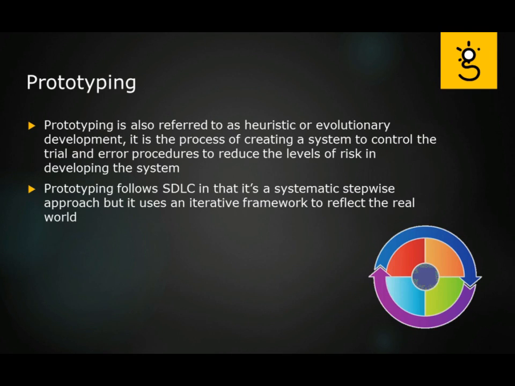When we talk about prototyping, it's referred to as a heuristic or evolutionary development. It's a process of creating a system and controlling the trial and error procedures to reduce the levels of risk in developing the finished system. If you think about that, most of us know that term prototype. It's not a finished product. But during the trial and error procedures, we can figure out what's wrong, fix that, and just continue the prototyping.